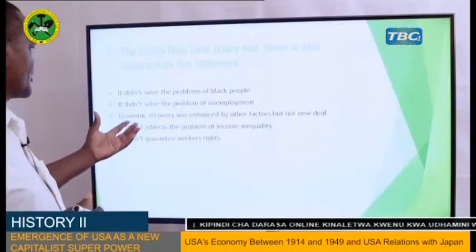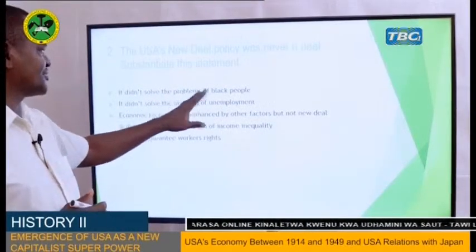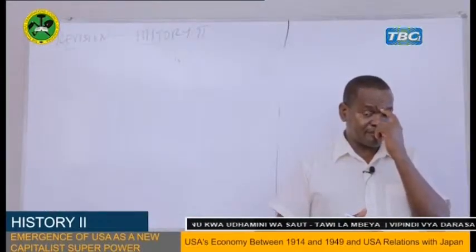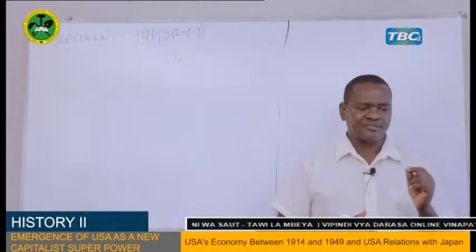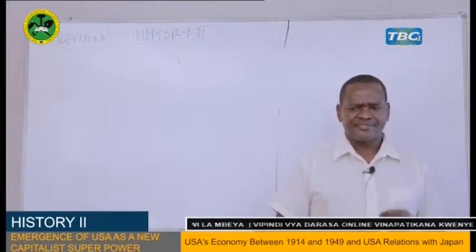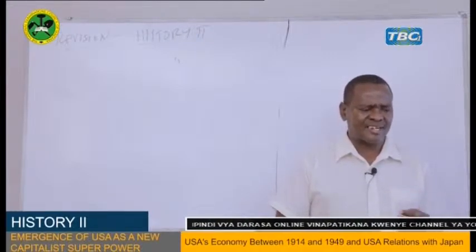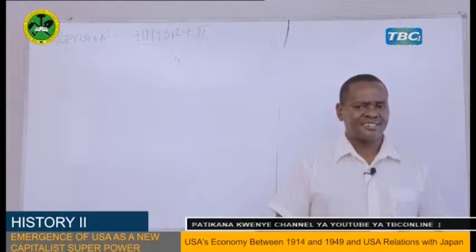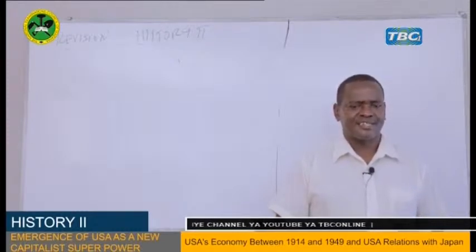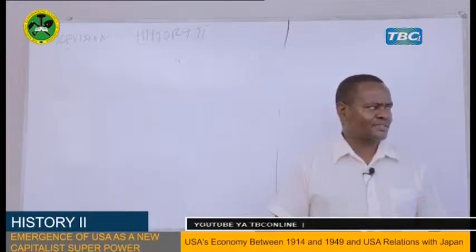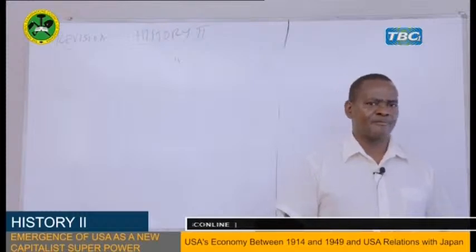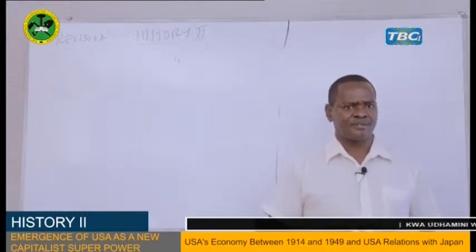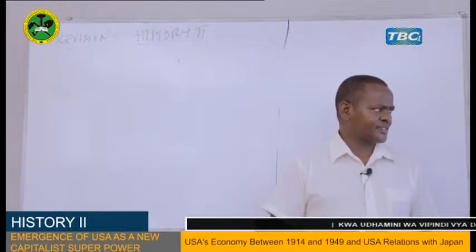So the point that you can give is that the New Deal did not solve the problem of the black people in America. The black people in America were suffering before the New Deal, and they still continued to suffer even after the New Deal. It solved the problem of giving people the so-called relief fund, but it did not address the problem which was facing the black people in America. The black people continued to suffer. There were problems such that they had no right to vote and be voted for, and that problem was not solved at all.